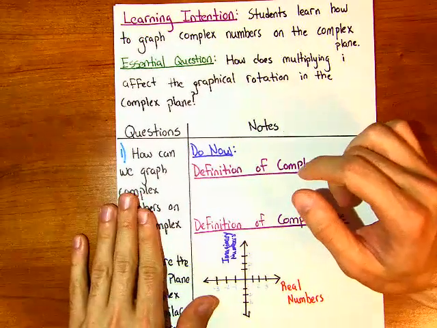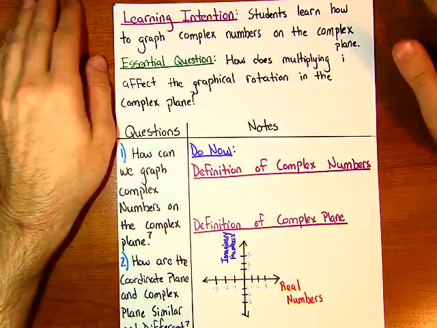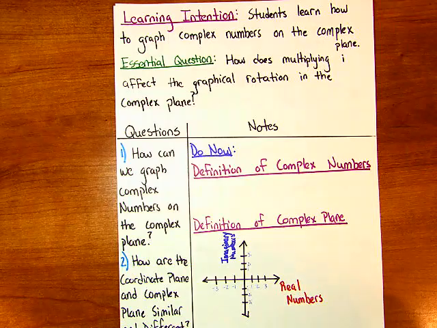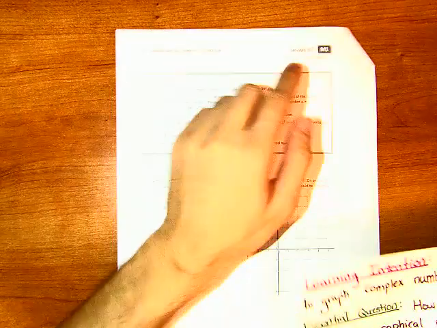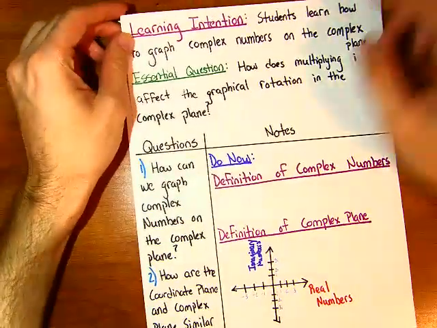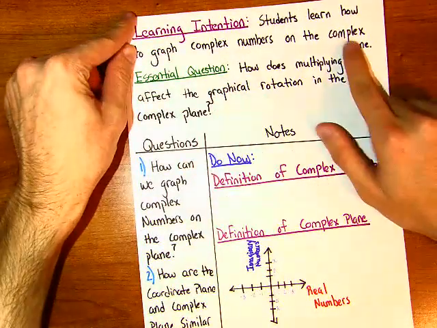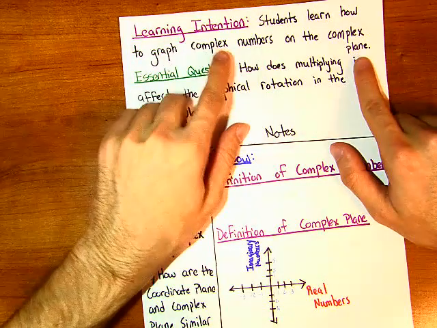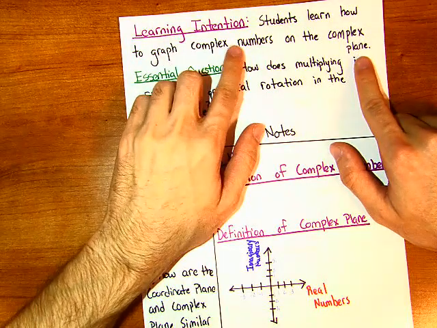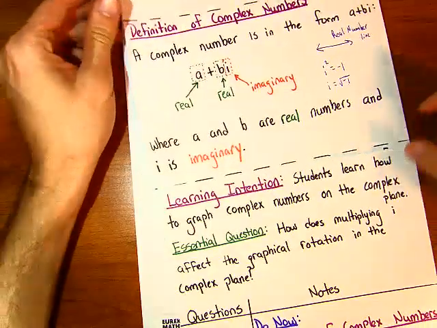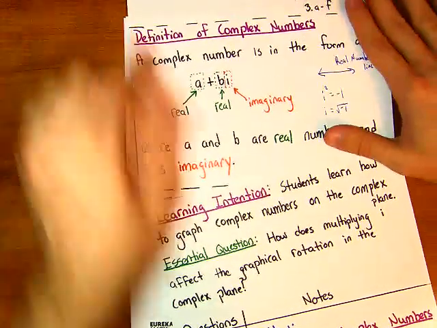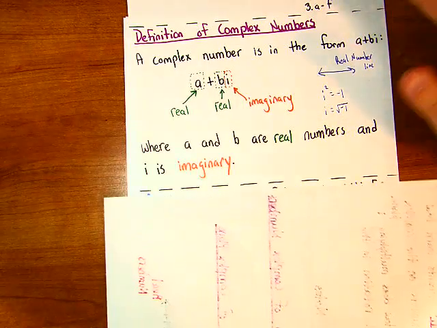All right, welcome. This part of the lesson will be the last lesson for lesson 37 involving complex numbers. Here we're going to learn how to graph complex numbers on the complex plane. If you feel fuzzy on these definitions, the definition of complex numbers is right here.